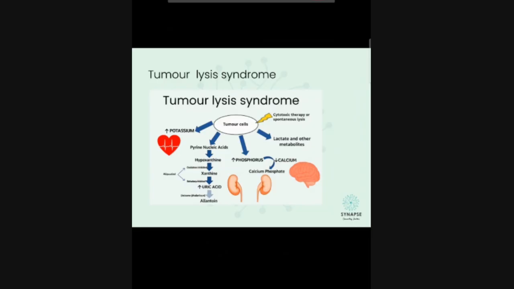Similarly, in ALL, when the total leukocyte count is 50,000, sometimes above 1 lakh, they are more prone to tumor lysis syndrome. So when the total count is greatly increased, the cytotoxic therapy, the chemotherapy we give, when it acts on tumor cells, what will happen? Those cells have nucleic acids, and the purine nucleic acids will start breaking down. You will get hypoxanthine, xanthine, uric acid as an end product.